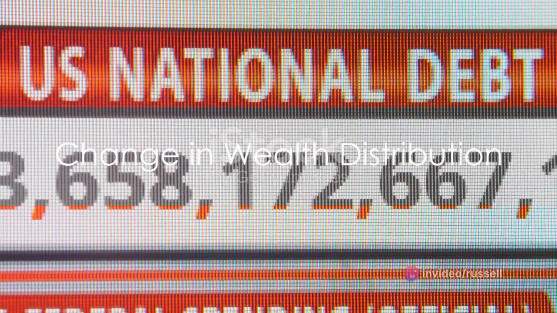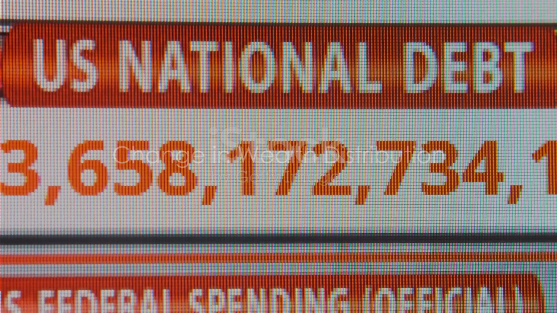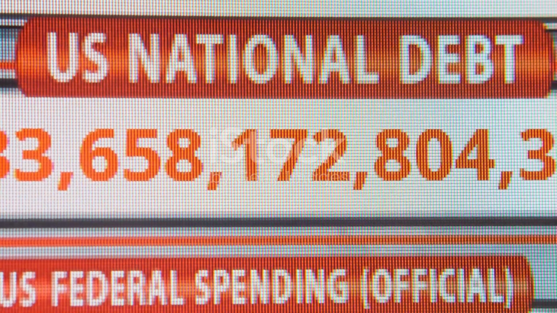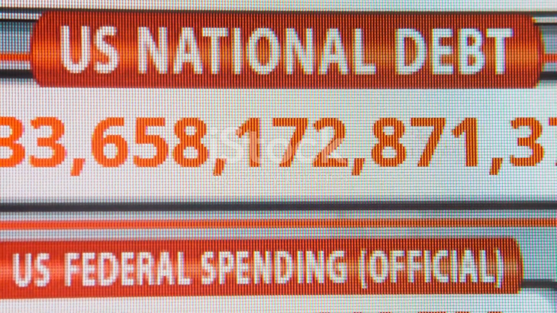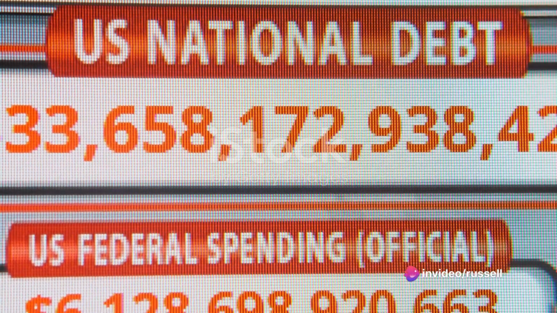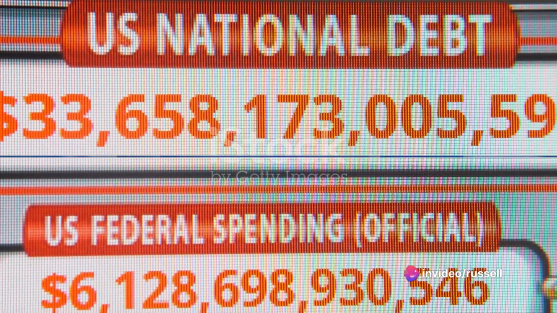The US debt clock also highlights the change in wealth distribution. As the national debt grows, it can affect the distribution of wealth within the country. This can lead to increased income inequality and social disparities.